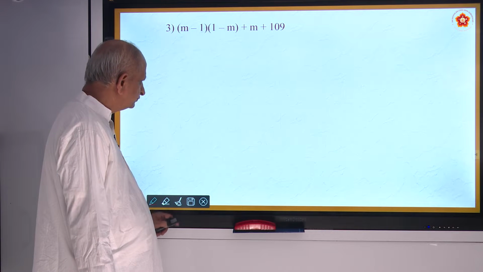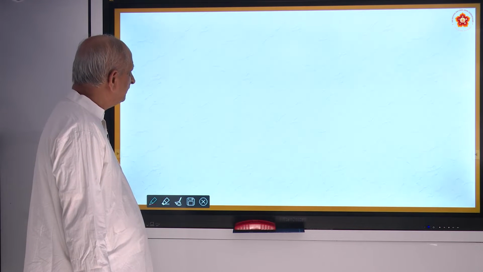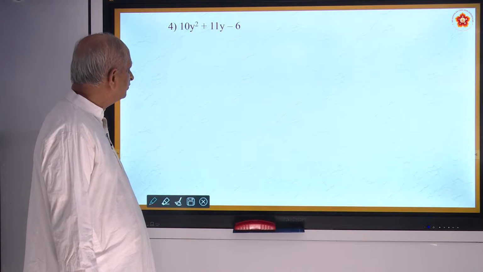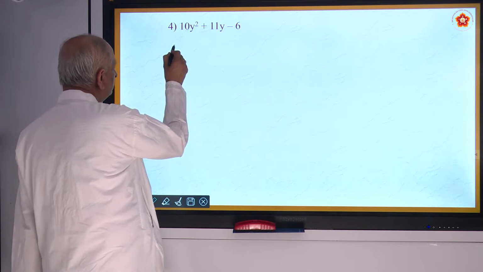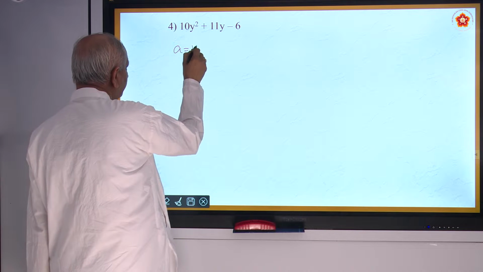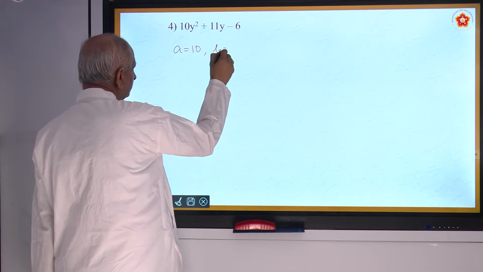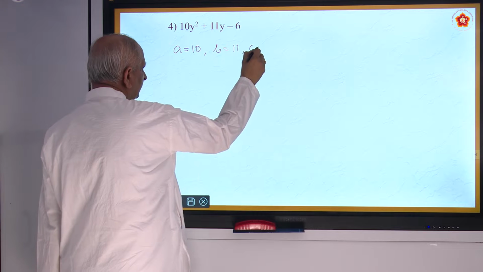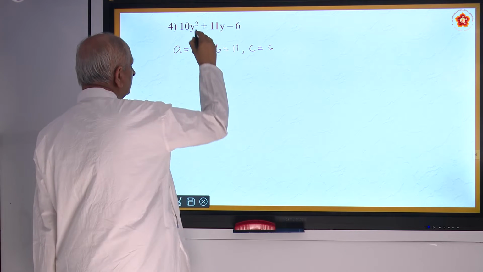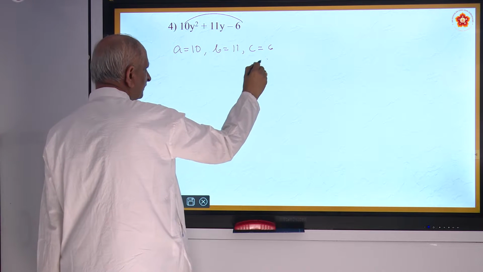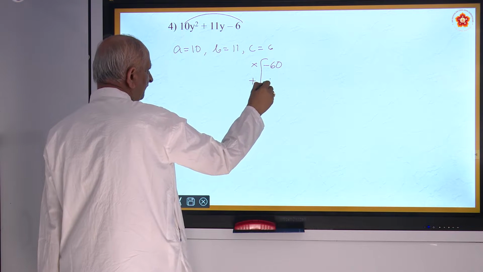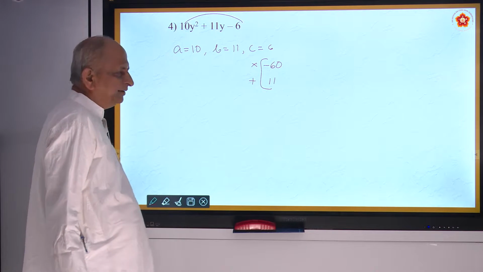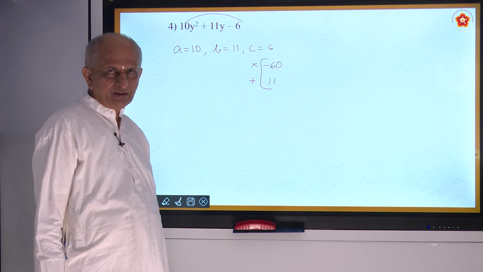Noted? Okay. The next problem is 10y squared plus 11y minus 6. Here what is a? a is 10. What is b? 11. What is c? Minus 6. So the product is minus 60. The sum is 11. Come on, what are the factors of 60?